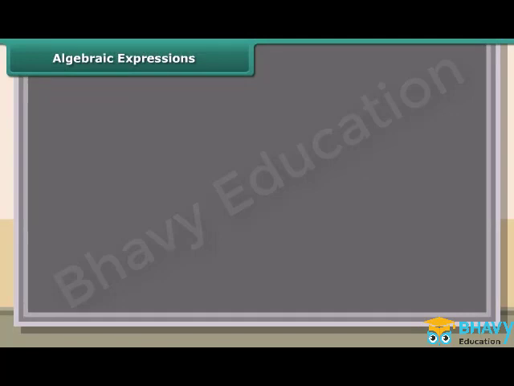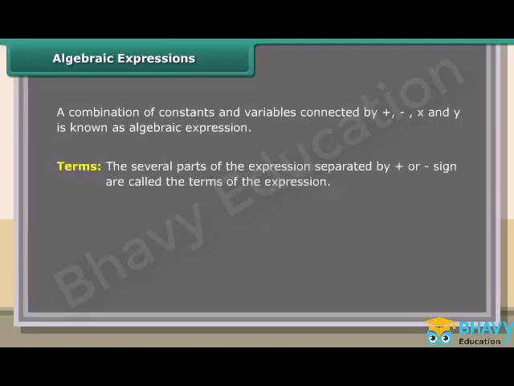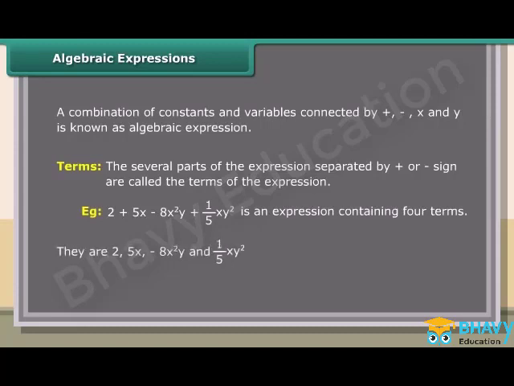Algebraic expressions. A combination of constants and variables connected by plus, minus, multiplication, and division is known as algebraic expressions. Terms. The several parts of the expression separated by plus or minus sign are called the terms of the expression. Example, 2 plus 5x minus 8x square y plus 1 upon 5xy square is an expression containing 4 terms. They are 2, 5x, minus 8x square y and 1 upon 5xy square.